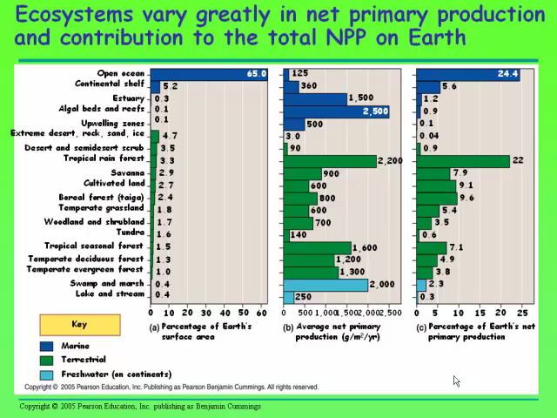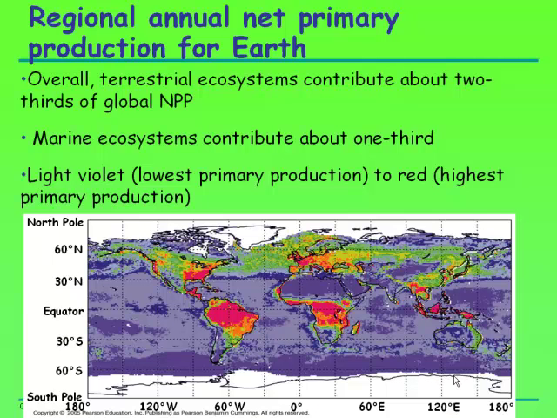Oceans, followed by regional annual net primary production for Earth. So overall, terrestrial ecosystems contribute about 2/3 of global net primary production. Marine ecosystems contribute about 1/3.